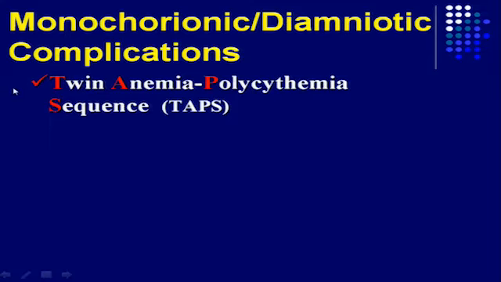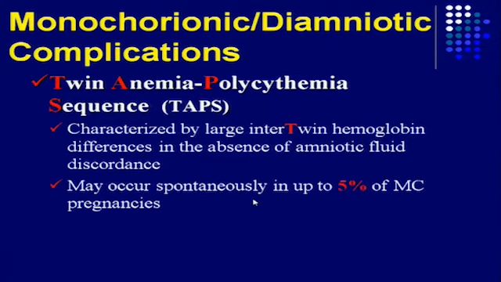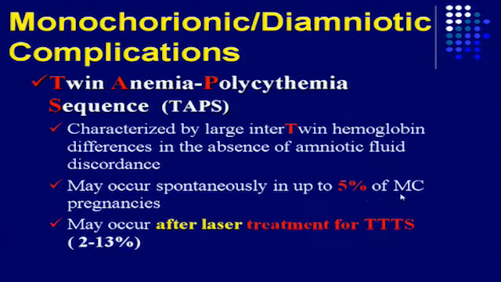Then your TAPS, or twin anemia polycythemia sequence, is characterized by a large intertwin hemoglobin difference, but it's a slow transfusion. It's just a large difference in their hemoglobin. They have normal amniotic fluid. I mean, their fluids are usually pretty similar. This occurs spontaneously in only about 5% of your monochorionic twins.